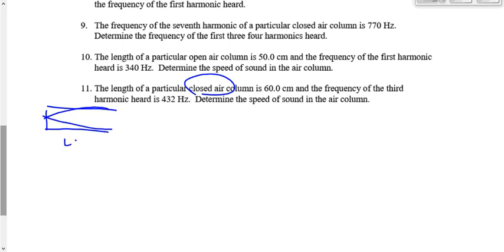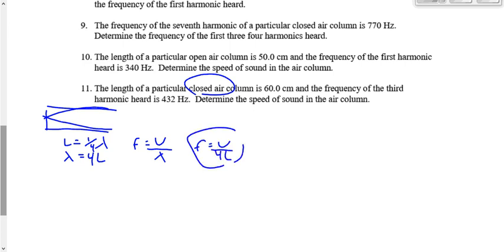Here's the first harmonic. We know that L is equal to 1/4 lambda. Lambda is 4L. F is equal to V over lambda, or F is equal to V over 4 times L. There's my equation. Good. We want to find the speed of the sound. So let's rearrange that. Let's get V is equal to 4 times F times L. Good. 4 we know. F, oh, what's F? 432? No.